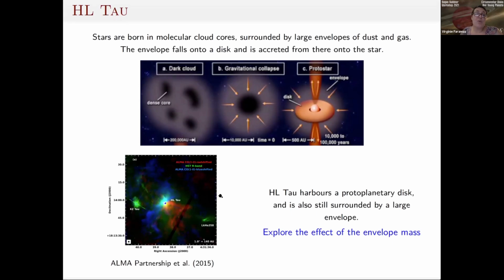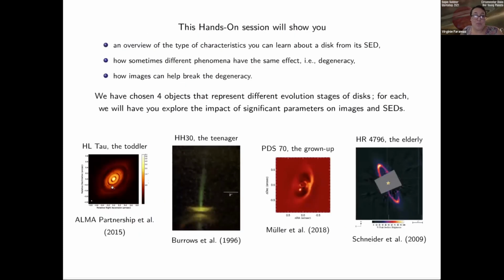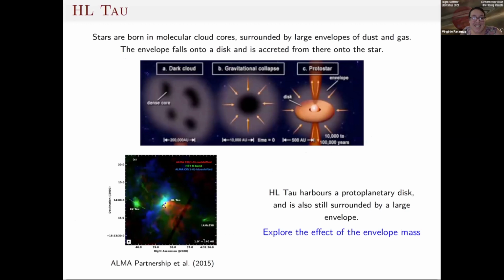So we would like you to explore the effect of the envelope mass on SEDs and images in this hands-on session. So here is an image of the little disk I showed you before. It's actually this tiny, tiny thing just right there. And in green here, you have what can be seen with Hubble. And you also have ALMA bands that show gas. So you can see that the envelope is quite large around here.